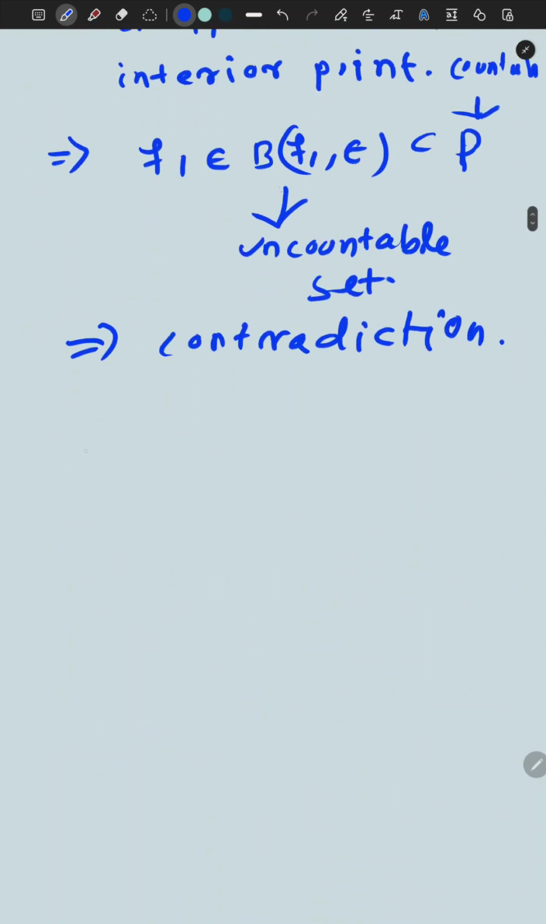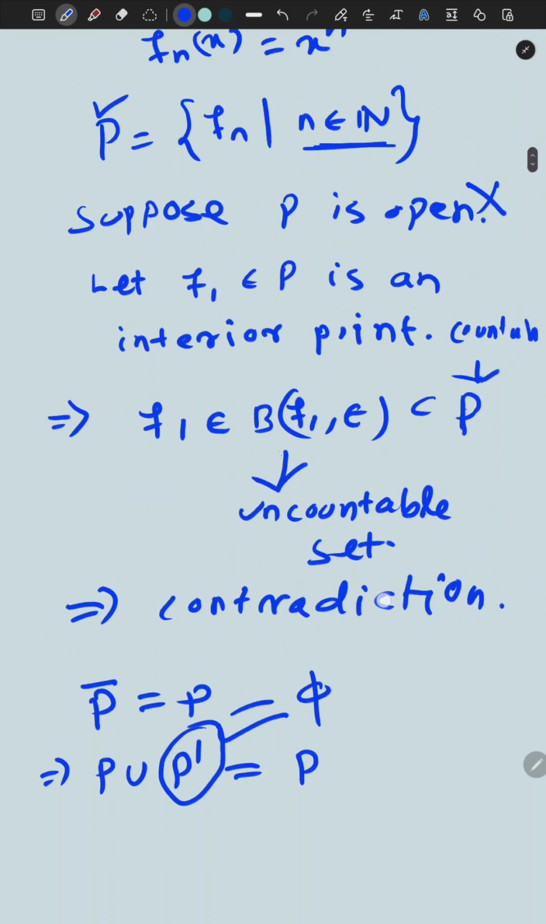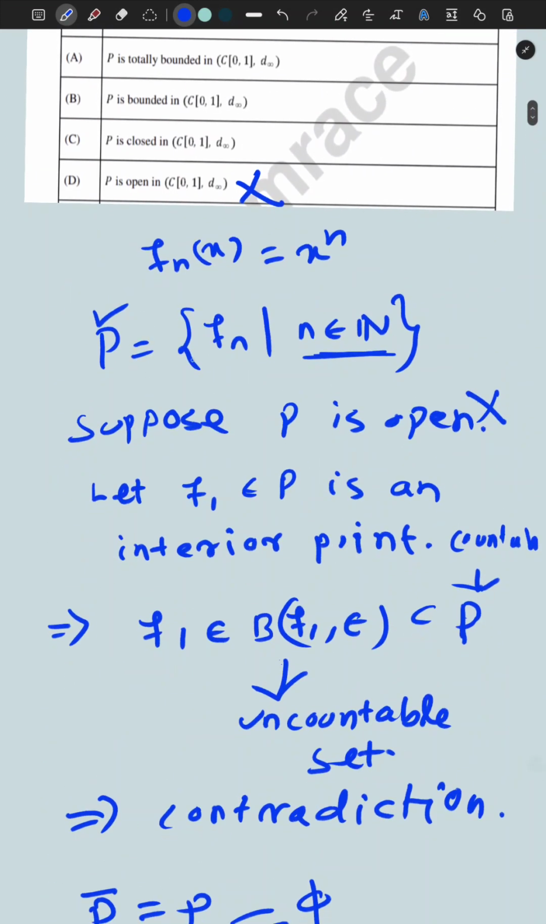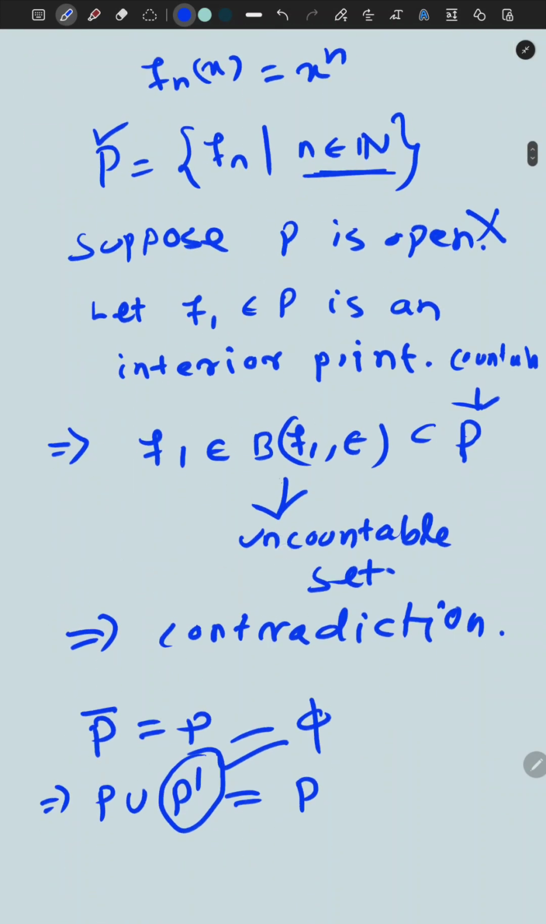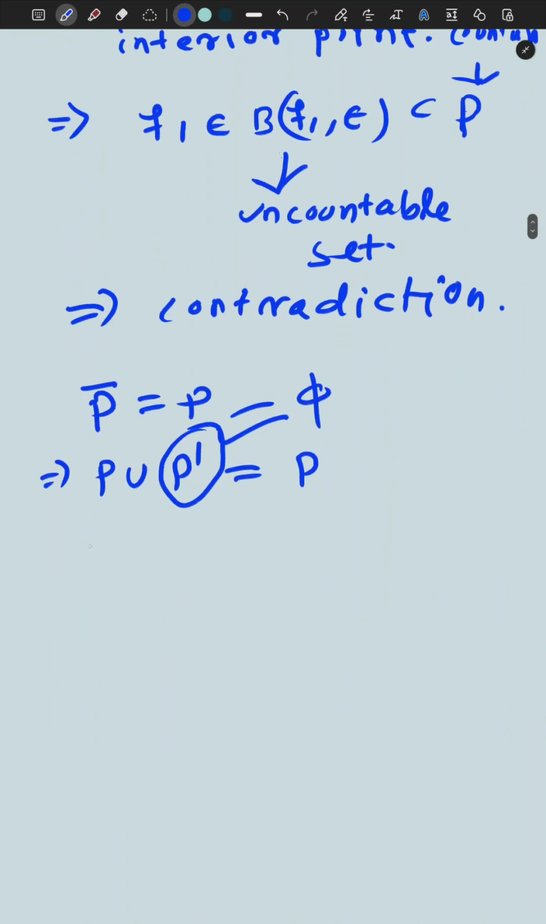Let us check option C, whether P is a closed set or not. P closed means P closure equals P. But P closure means P union P dash, where P dash is the set of limit points. So we have to calculate the limit points of P. If we show that P dash is empty, then P closure equals P. Our target is to show that P dash equals phi, meaning it has no limit point, and P is a sequence of functions. If we show that this sequence has no limit point, then we are done.